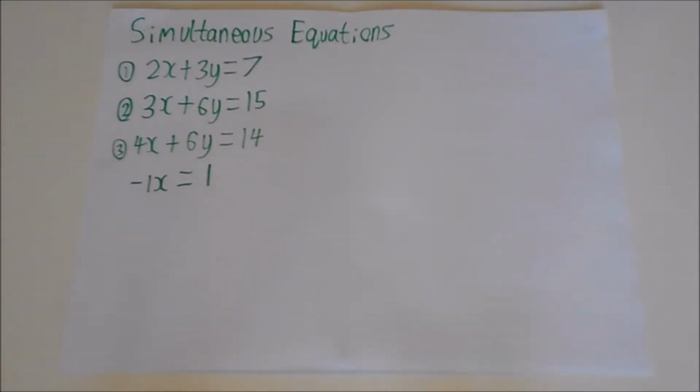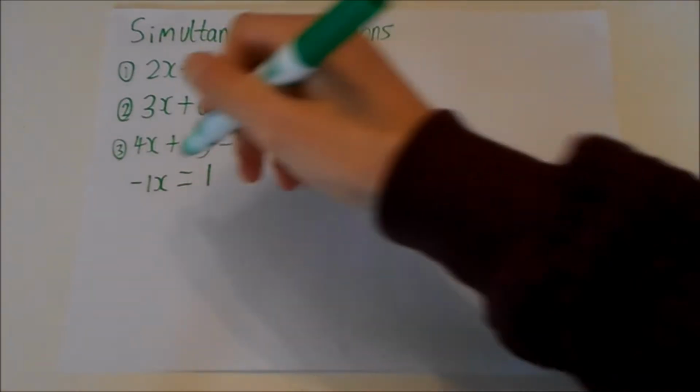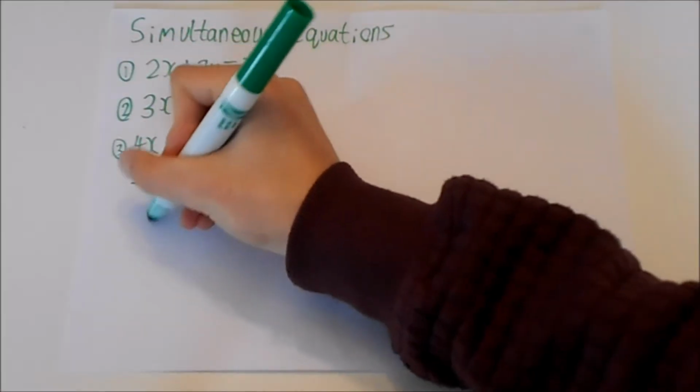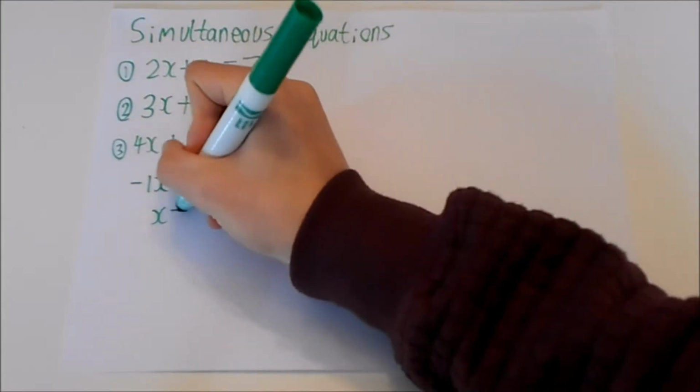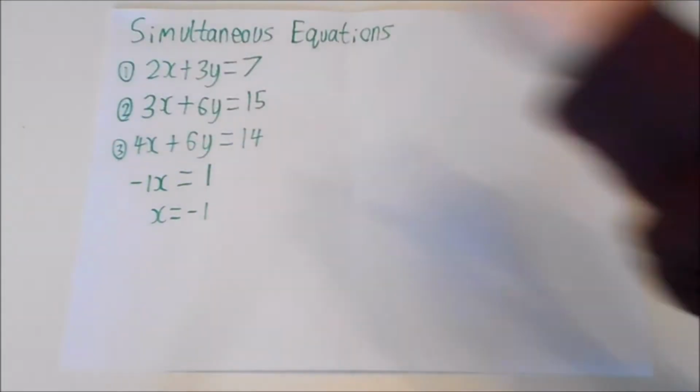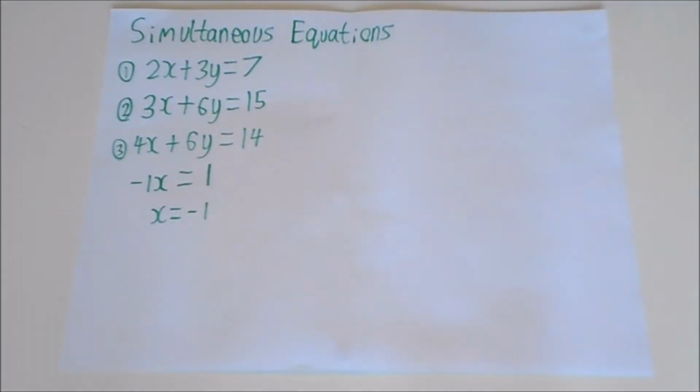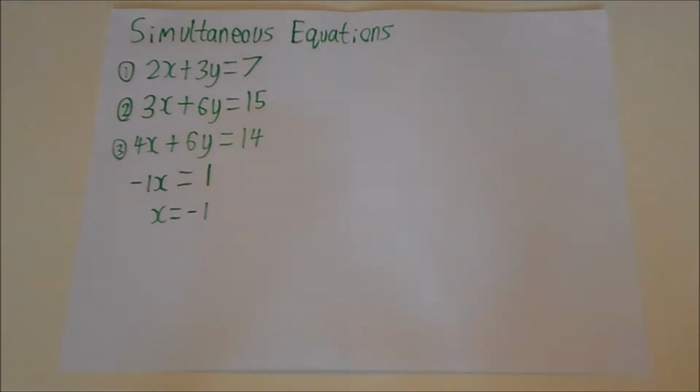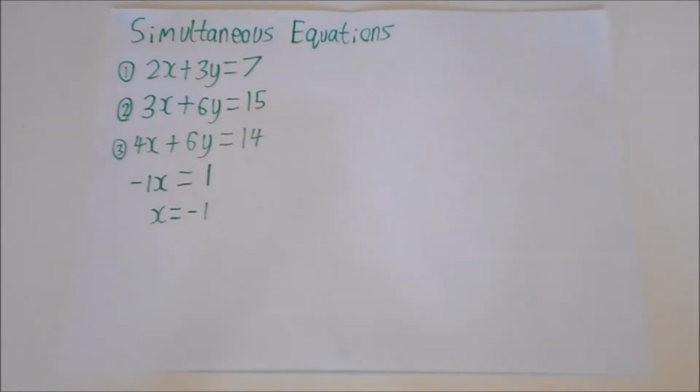Minus 1x is equal to 1. So minus 1 multiplied by whatever x is will give you 1. So the answer here would be that x is equal, looks like my pen's running out, to minus 1. Because minus 1 multiplied by minus 1, if you have two minuses, it will give you a plus. So plus 1. So here you can see we know that x is equal to minus 1.